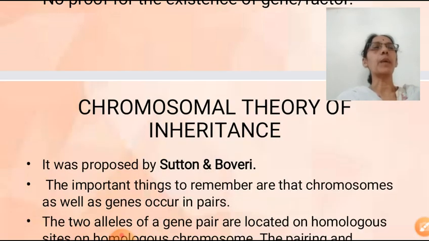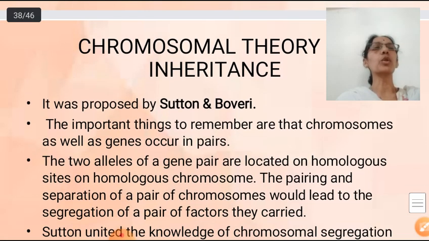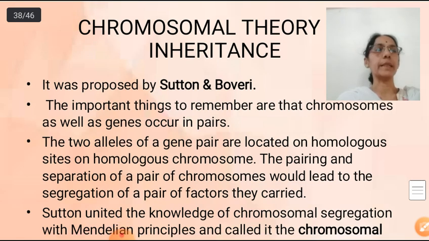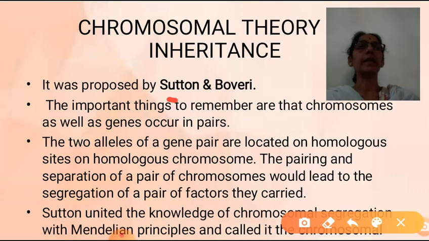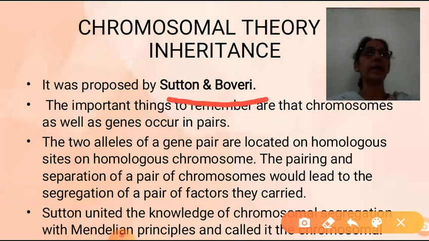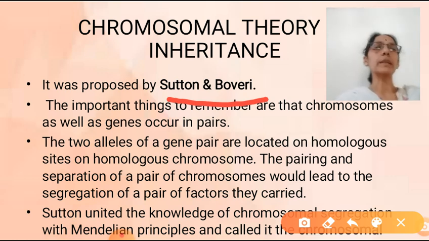Now the next part is about the chromosomal theory of inheritance. This theory was proposed by two scientists, Sutton and Boveri. They first introduced the chromosomal theory of inheritance. They studied the resemblance between the chromosomes and the genes. Both chromosomes as well as genes always occur in pairs.